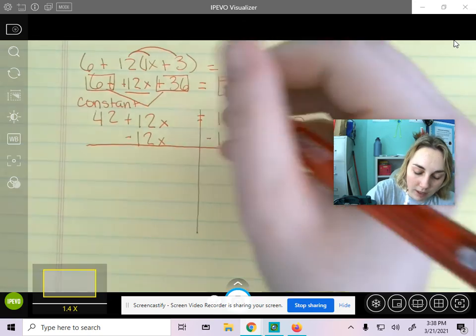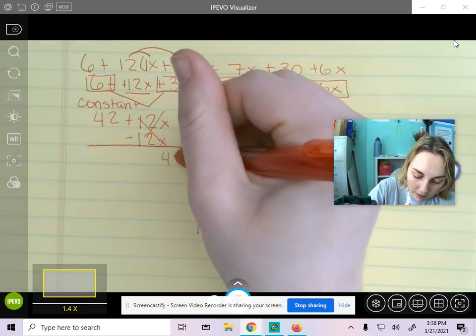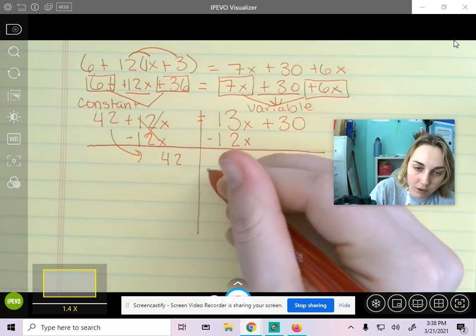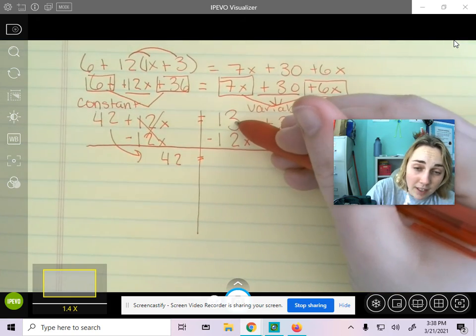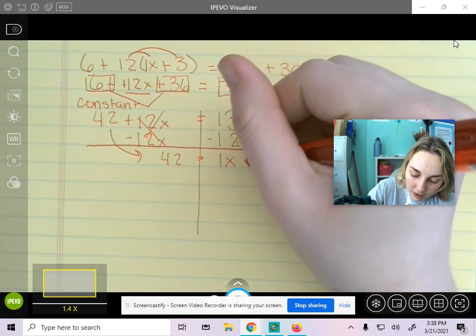All right. So these canceled out. They're opposites. So I'm going to bring down this positive 42. I'm going to bring it down here just so I can move it closer to the balance beam. 13 minus 12, well, that's just going to leave me with 1x. And then I'll bring down this plus 30.